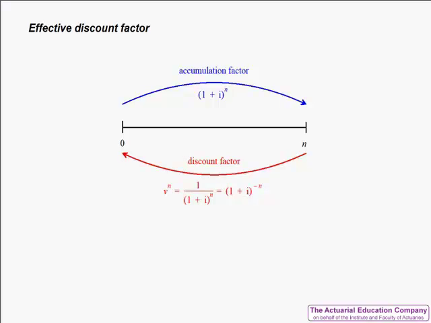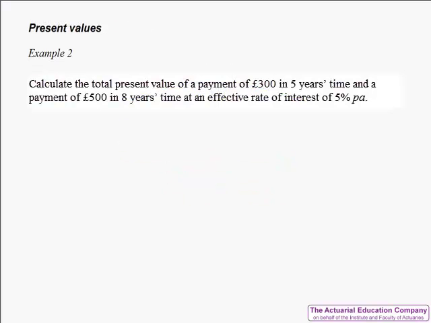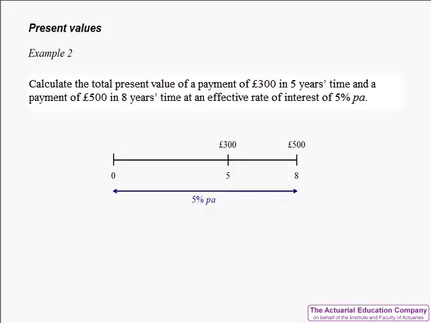Well, let's use this notation in some examples. Calculate the total present value of a payment of £300 in 5 years' time and a payment of £500 in 8 years' time at an effective rate of interest of 5%. Well, let's put this on a timeline first of all. So what we're asking is how much would we have to invest at time 0 in order to meet these payments of £300 at time 5 and £500 at time 8 if we're investing our money at time 0 at an effective rate of interest of 5% per annum.